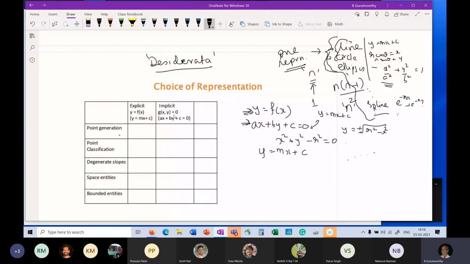Okay. Let me ask the other way then. Is anybody thinking that the implicit form is the one that you should go with for generating points on the entity? Is there anybody voting for that?